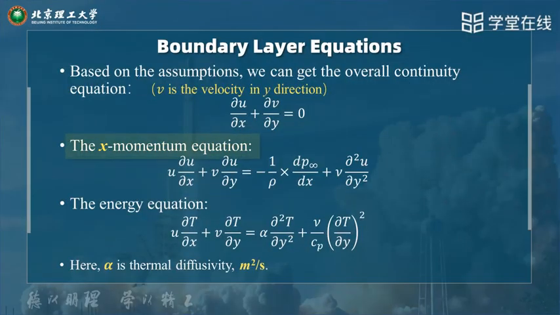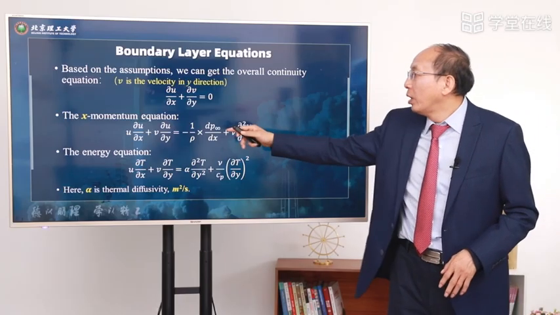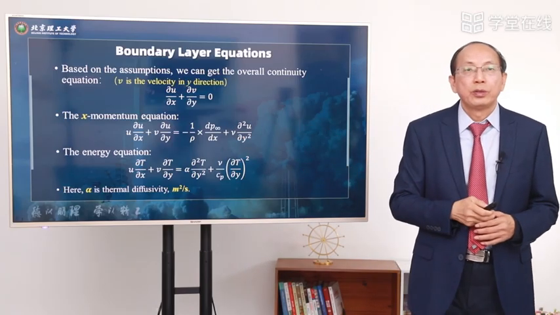Also, the x momentum equation: u partial u over partial x plus v partial u over partial y equals minus 1 over rho, where rho is density, dp infinity over dx, plus mu partial squared u over partial y squared. Here is the momentum equation.